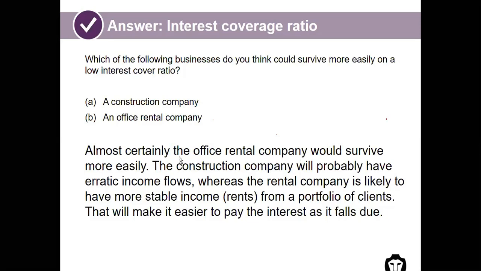Almost certainly, the office rental company would survive more easily. The construction company will probably have erratic income flows, whereas the rental company is likely to have more stable income from a portfolio of clients. That will make it easier to pay the interest as it falls due. They have regular income from the rent and they can pay their interest very stably. So even if their income is less, but it is stable, they can still pay. But this construction company may experience ups and downs in income. So they should have a very high interest cover ratio to, you know, escape from any unforeseen things.